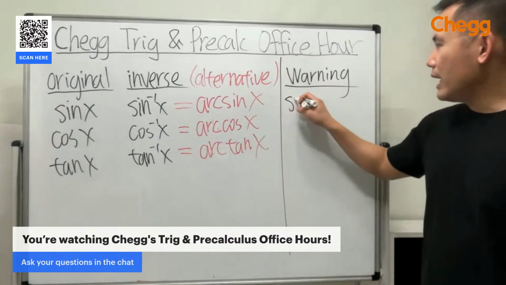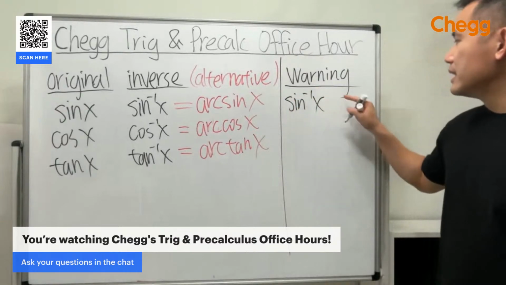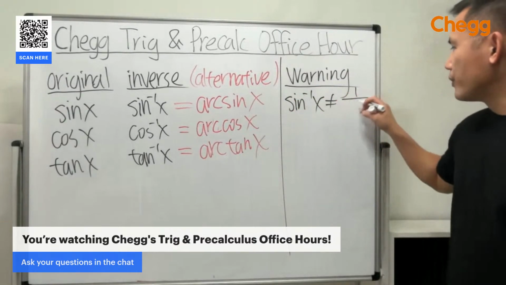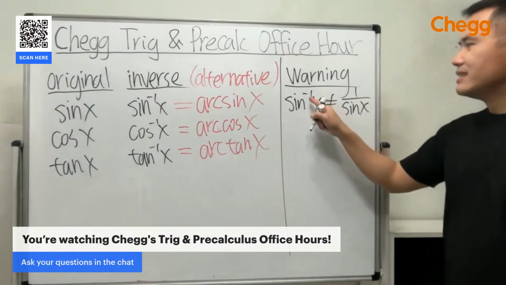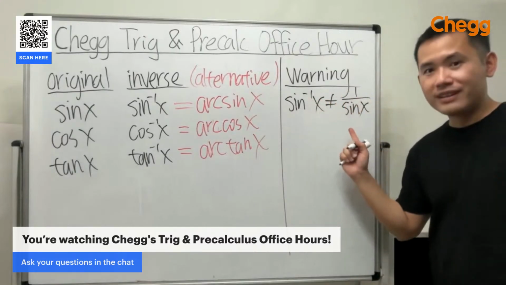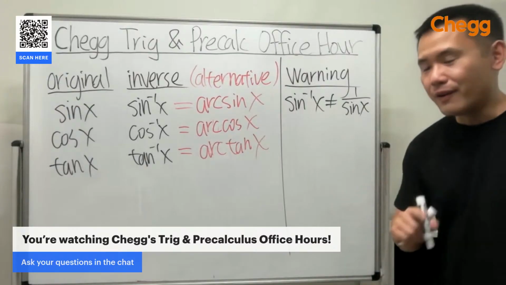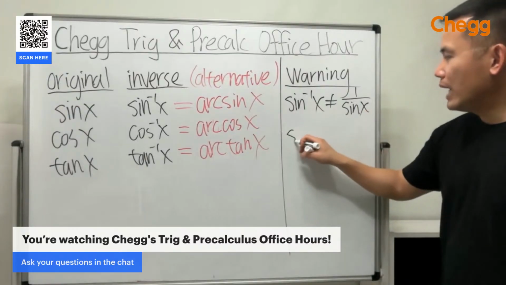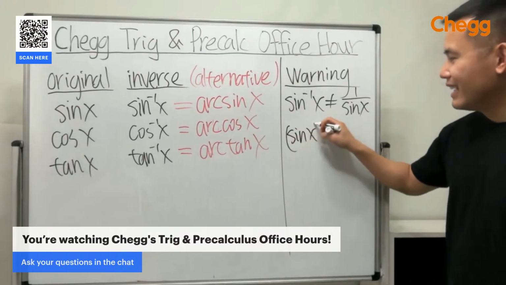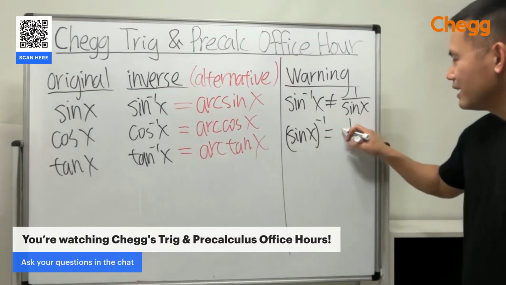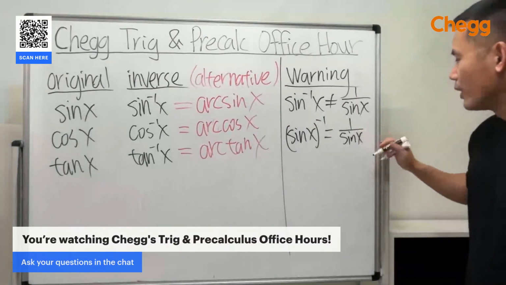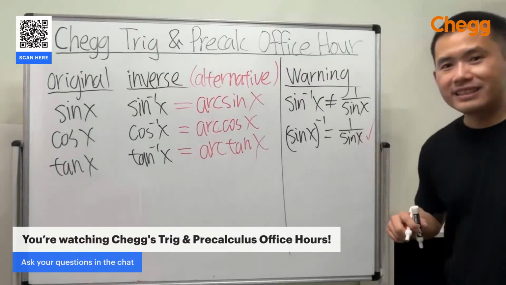Here, when you have sine -1 of x like this, it is not the same as 1 over sine x. The -1 doesn't mean the 1 over. However, if you do want to say 1 over sine x, you will have to write sine x and then raise it to a -1. This does mean 1 over, so that's a check mark.